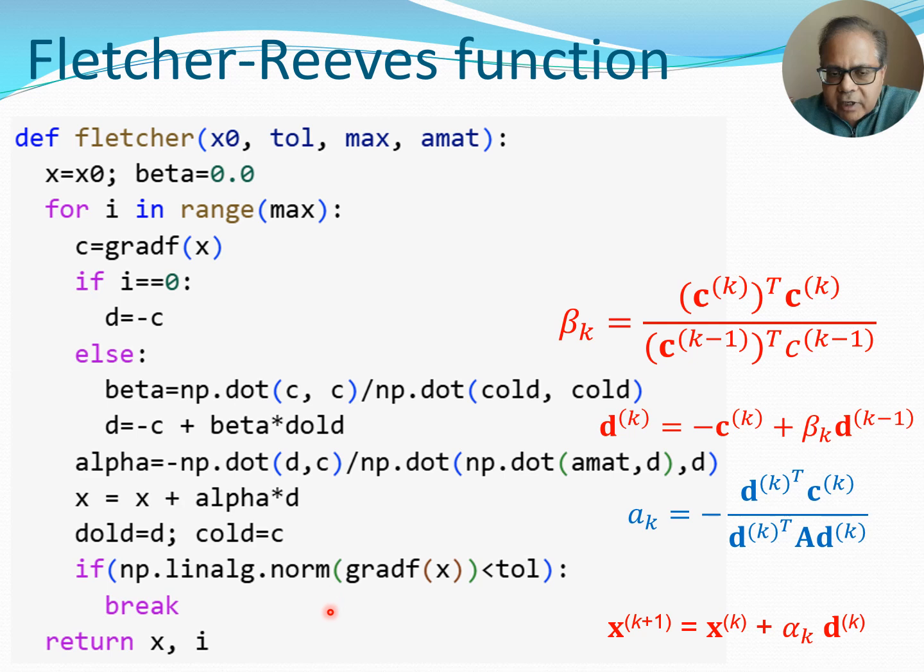Finally, I have this break-out if statement: if the norm of my gradient vector becomes smaller than the tolerance, then I will break out of the for loop, else I will continue doing this. And finally, I'm going to return the optimal solution x and the number of iterations it took to converge. Remember, in Python, i is going to start from 0, so we need to keep that in mind.